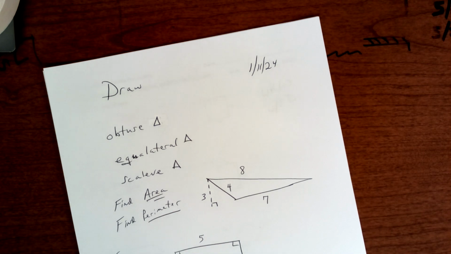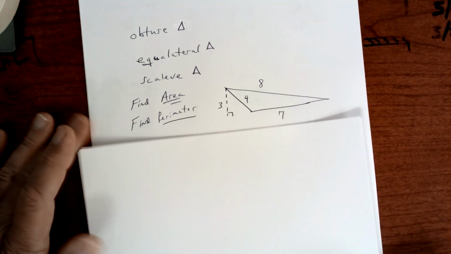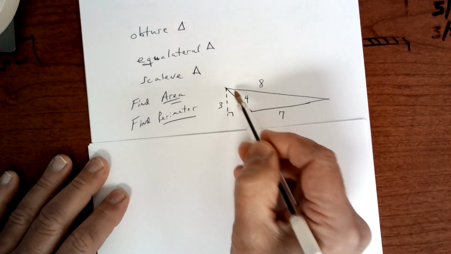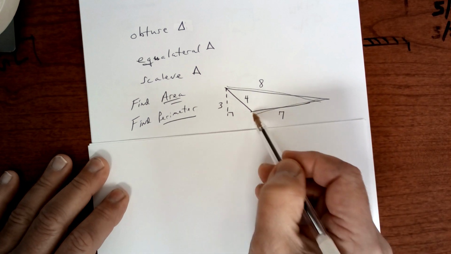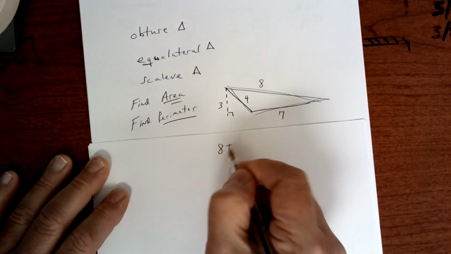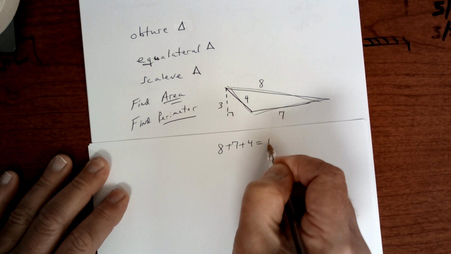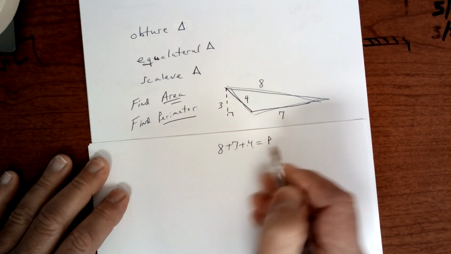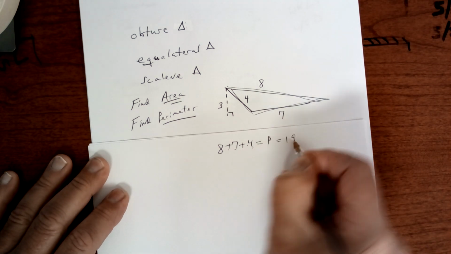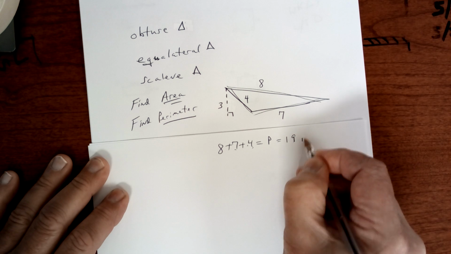Find the area and perimeter. Well, perimeter is the easy one, so I'm going to do that first. So 8, 7, and 4. 11, so that's going to be 19. And perimeter is in one dimension.